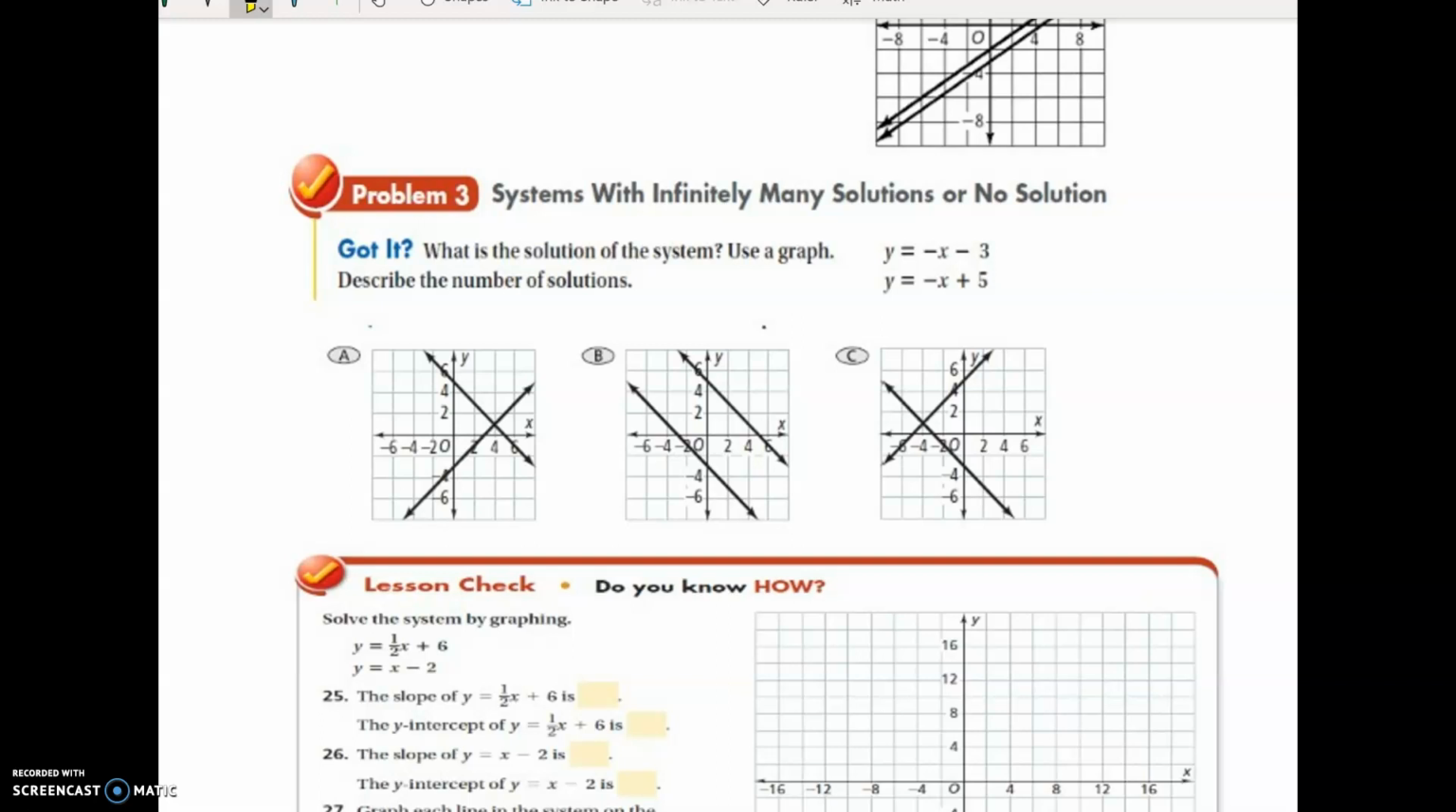So if we look here at B, both of these are parallel. One of them goes through 5 on the y-axis, one goes through -3. So I know they're parallel. I know they have different y-intercepts. So it has to be B, and we would say it has no solution.